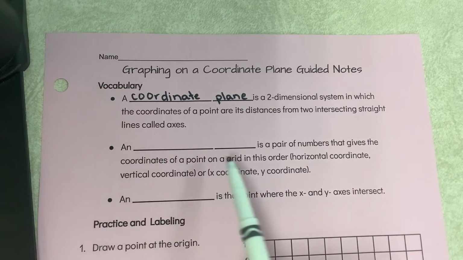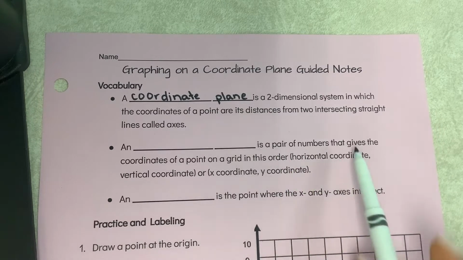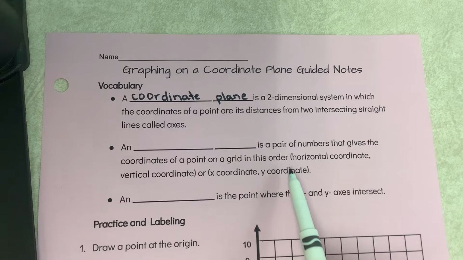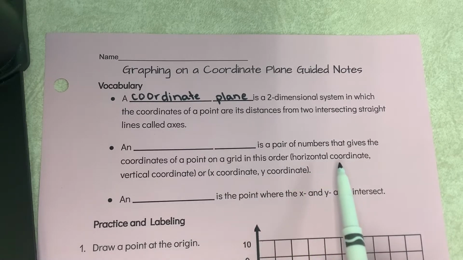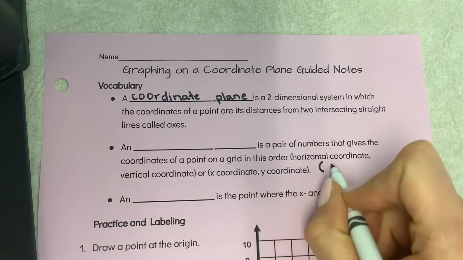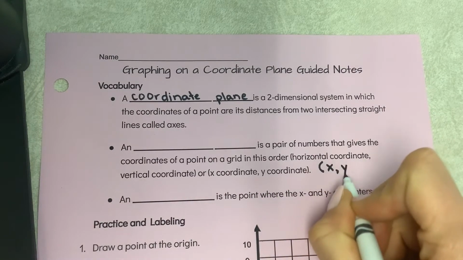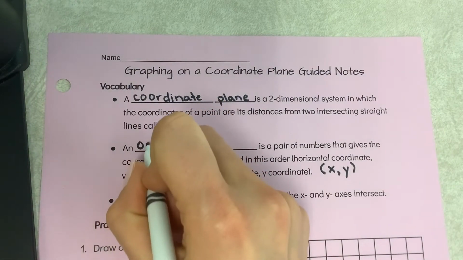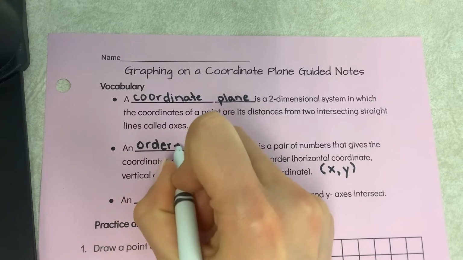Next, we have an ordered pair. An ordered pair is a pair of numbers that gives the coordinates of a point on the grid in this order. We always talk about the horizontal coordinate first and then the vertical coordinate, or we always call them the X and Y coordinate, and you'll always see them written as parentheses X, comma, Y. So you can add that to your notes and then we'll label that ordered pair.